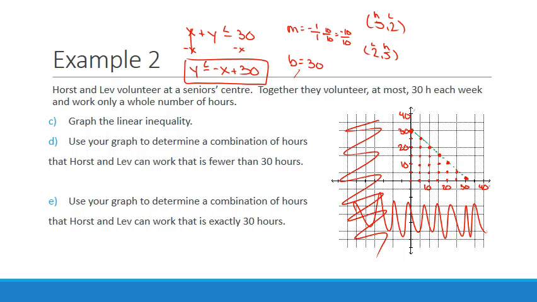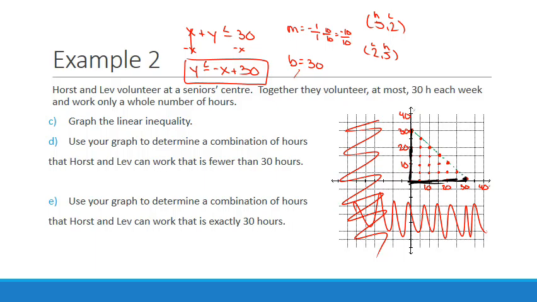So D, use your graph to determine a combination of hours that Horst and Lev can work that is fewer than 30 hours. Now, it is saying that Horst and Lev both work there, so maybe I'm going to adjust my graph. I guess I'm going to go over these with black. These ones won't count because this would mean that one of these guys weren't working, and they're saying that they're both working. So I'm just going to adjust that by putting this over top, pretend that guy's not there. All the other solutions work.